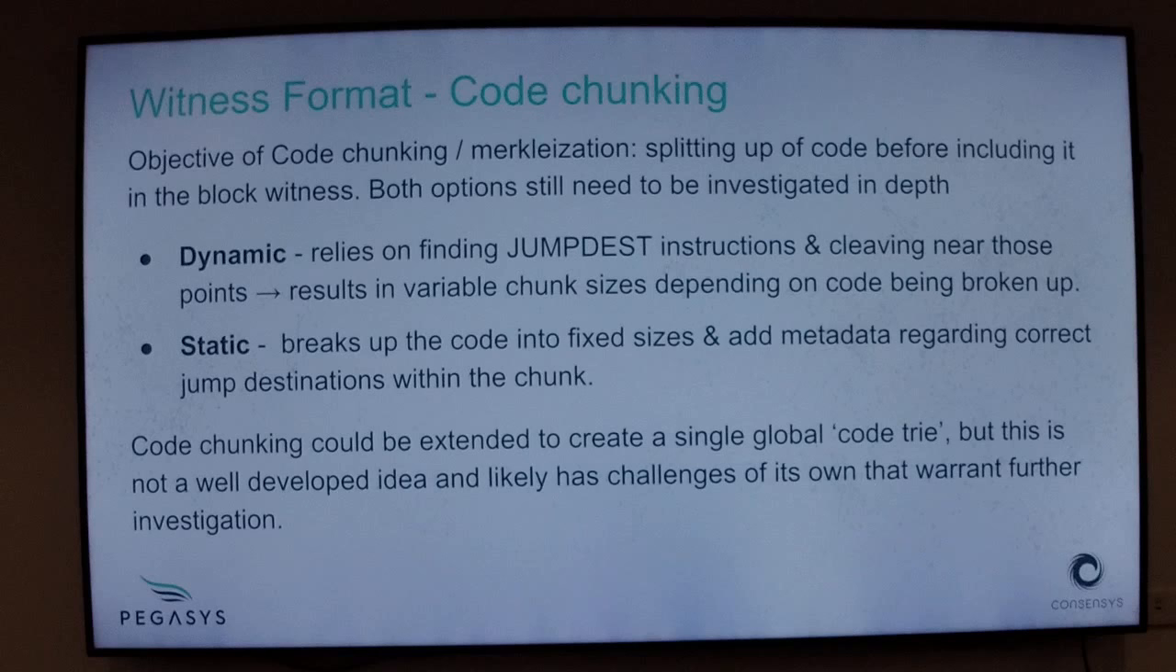One thought that I think Piper Merriam might have thrown into the conversation very recently is: why don't we even consider code chunking as creating a global code tree? It's not really a well-developed idea. It's one of those where people have a great idea and put it out there, so it's likely to have challenges of its own that warrant further investigation. But as you can see, this is very much an area of active research, with people having different ideas and different approaches to achieve these.